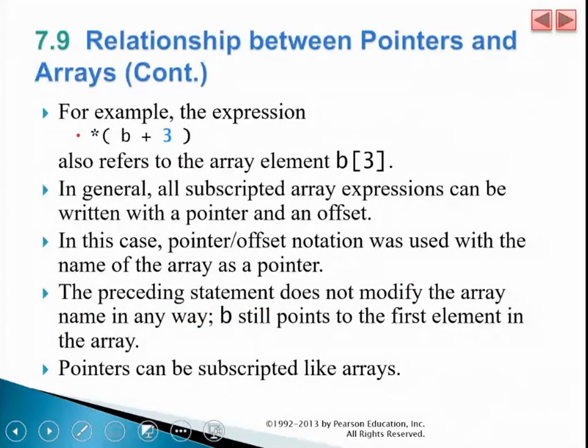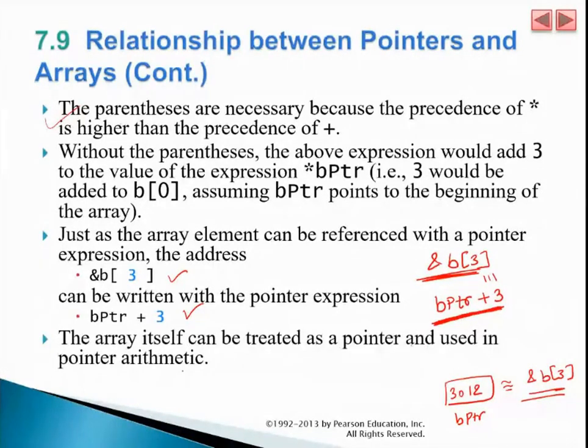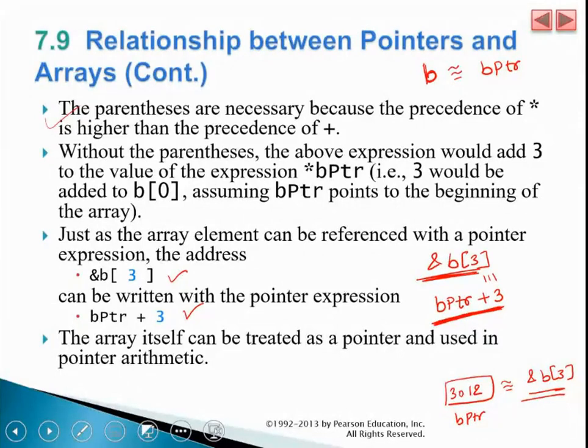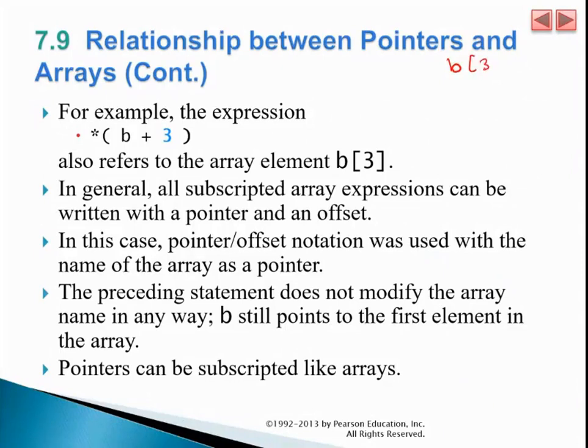Now there is one more point. The array itself can be treated as a pointer and used in pointer arithmetic operations. So if you write only B, this is equivalent to writing BPTR, because both are pointers pointing to the first location of the array. If I would like to have the value of B[3], I can write *(BPTR + 3), which is the pointer notation. I can also write *(B + 3), because B is also a pointer with the same address. So this is also allowed. If you want to refer to B[3], these are the three possible ways to get the value stored at B[3].